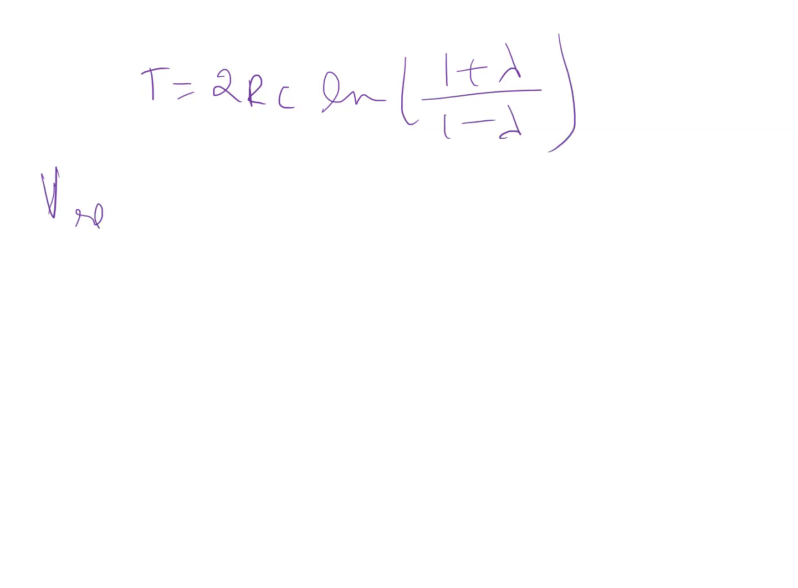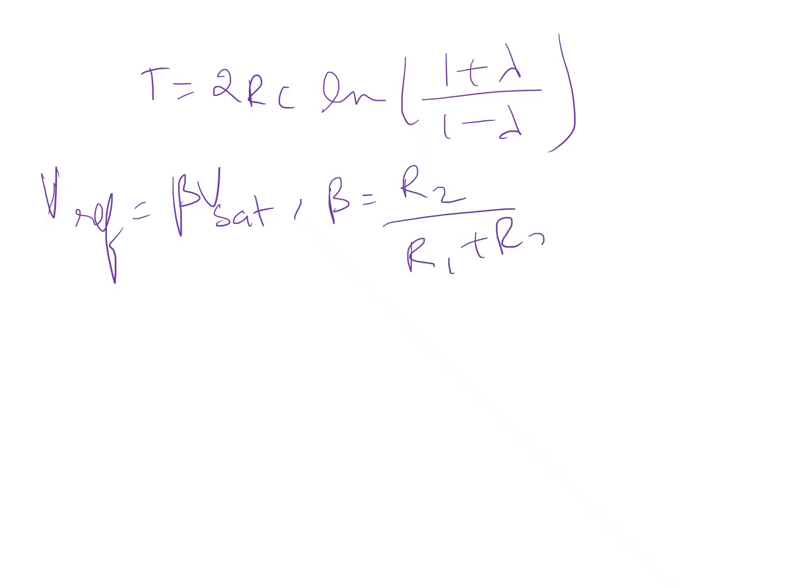Then V reference value will be equal to beta, the feedback ratio of the R1 and R2 resistors, and beta is equal to R2 divided by R1 plus R2. When V naught is initially at plus V sat, the capacitor charges through R2 to beta V sat. Then V naught goes to minus V sat.